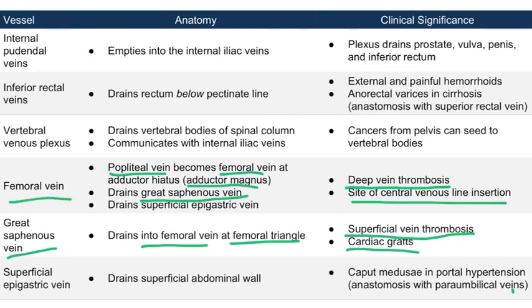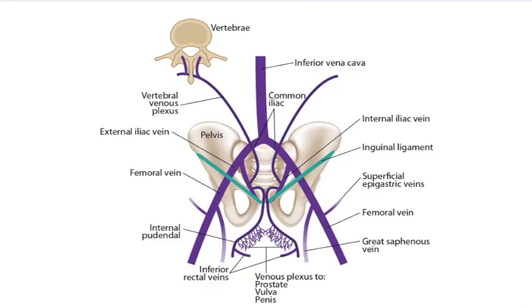Going back up to the femoral vein box, we can see that it also drains the superficial epigastric vein, which brings us to this last point. The superficial epigastric veins are labeled right here. You can see that on both sides. These drain the superficial abdominal wall below the umbilicus into the femoral vein.